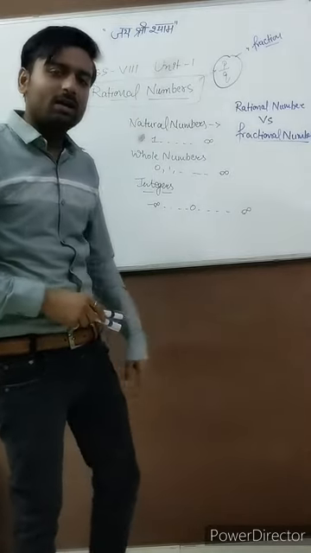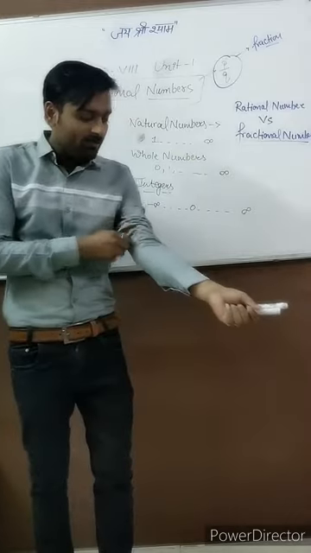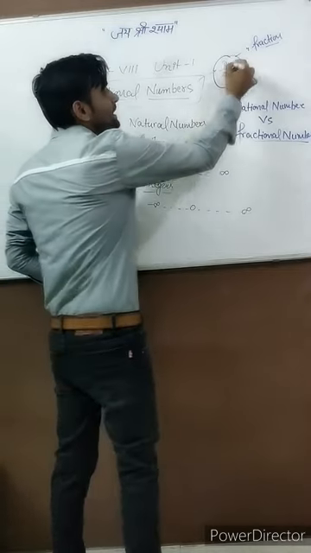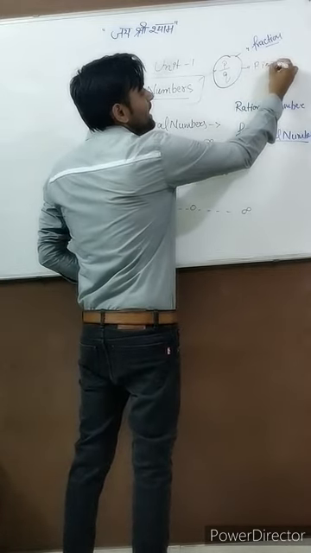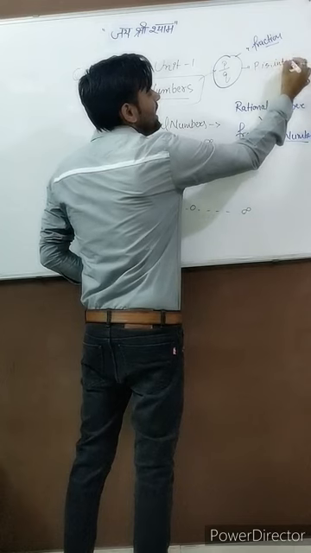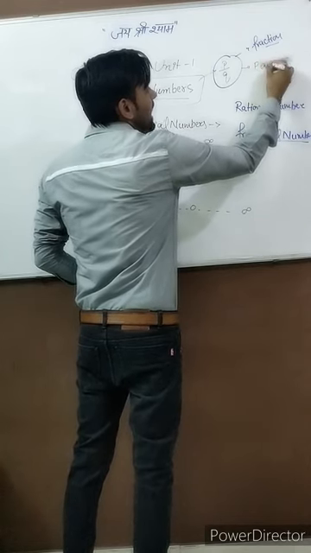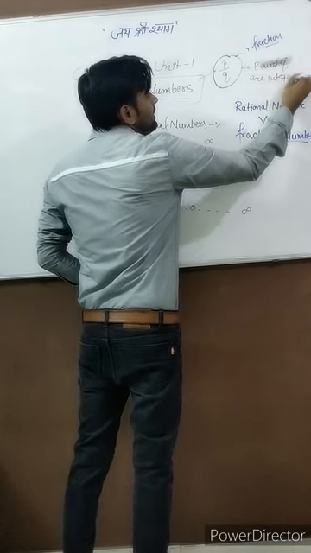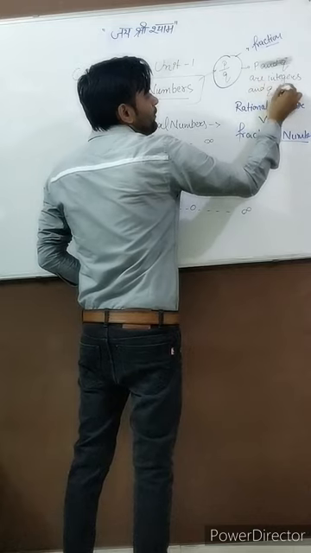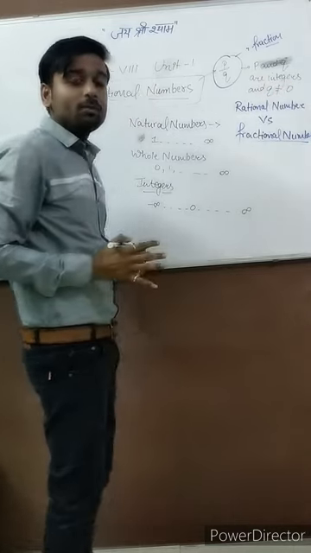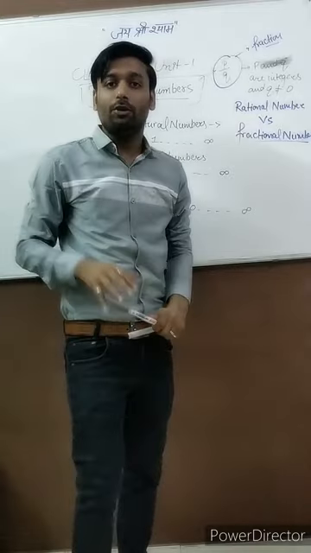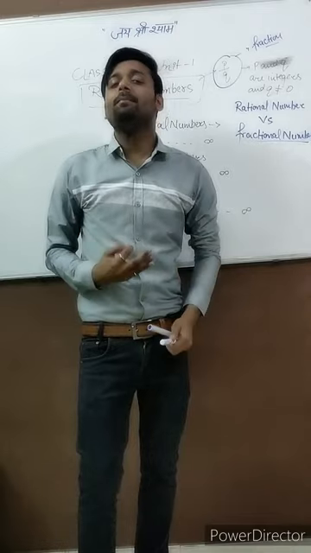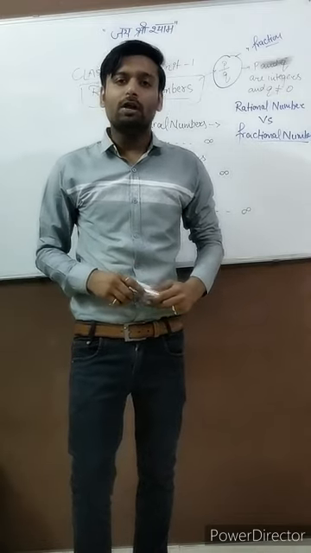So let's come to rational numbers: the number which can be written in the form of p divided by q, where p and q are integers and q will never equal 0. The most important thing is q will never be equal to 0. If q is 0, then it will not be a rational number. Any number in mathematics can be written in the form of a rational number.